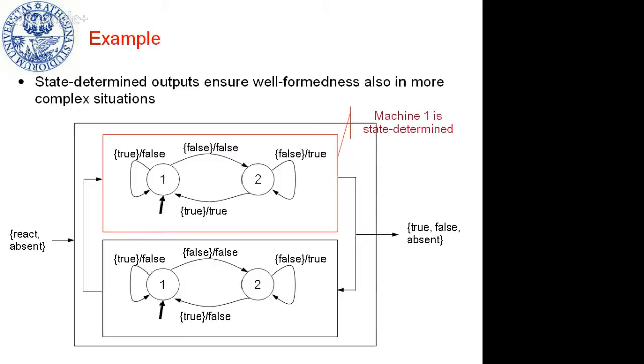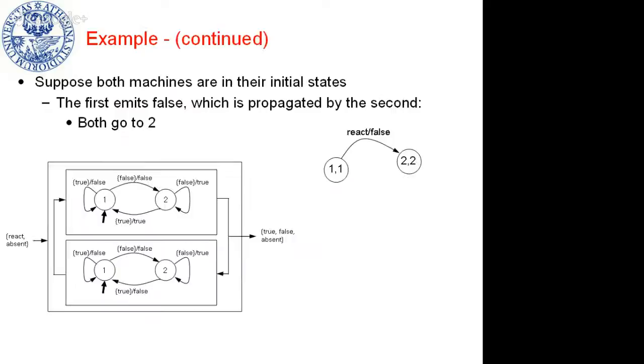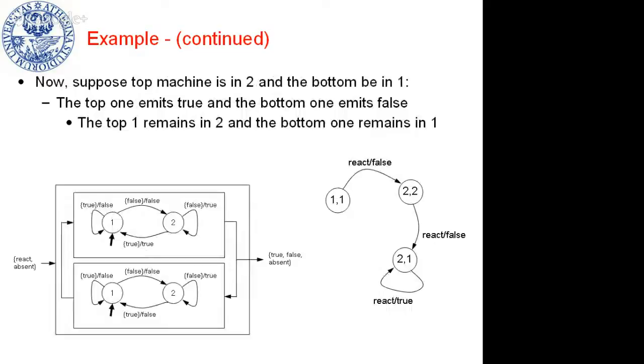So the result of this feedback loop composition is this thing here. From the initial state 1-1, you react and you go to 2-2 and produce false. Then you react and you go to 2-1 and you produce true, and then you stay in 2-1 forever. And at every reaction, you produce true. Okay? Now, it's really not important if the behavior that we get as the result of the composition is nice or not nice, if we like it or not. What is important here is that it is always determined when this is of Moore type. Okay? So this is exactly the same type of description you get from the slides.